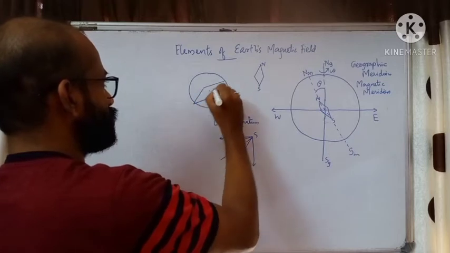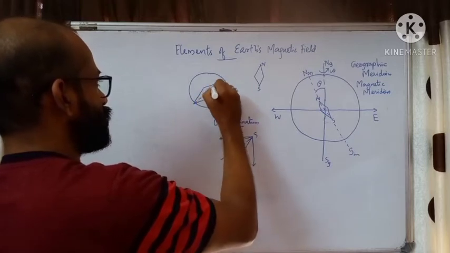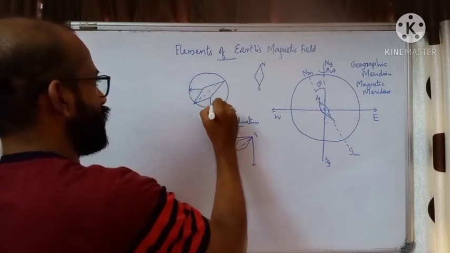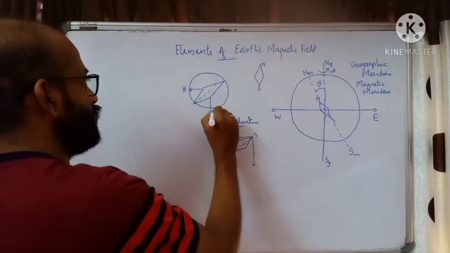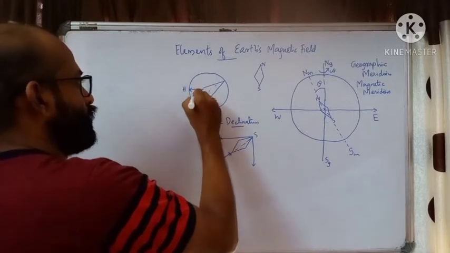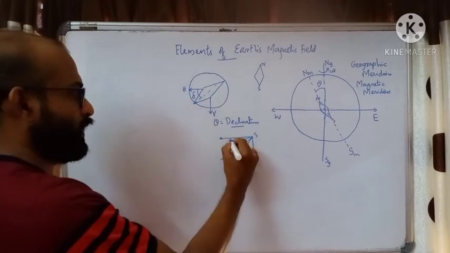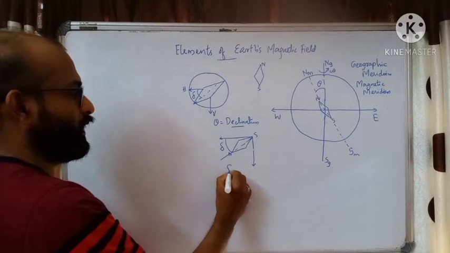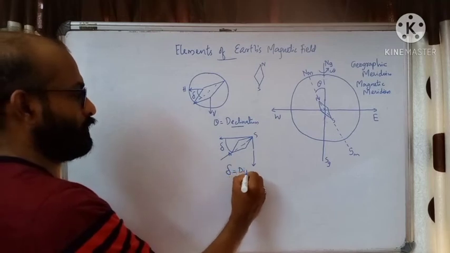This is the alignment. Okay, so this is the direction now. This is the horizontal direction and this is the vertical direction. It makes an angle here. This angle is given the symbol delta. Here I can mark the angle. This angle delta is called the dip angle.